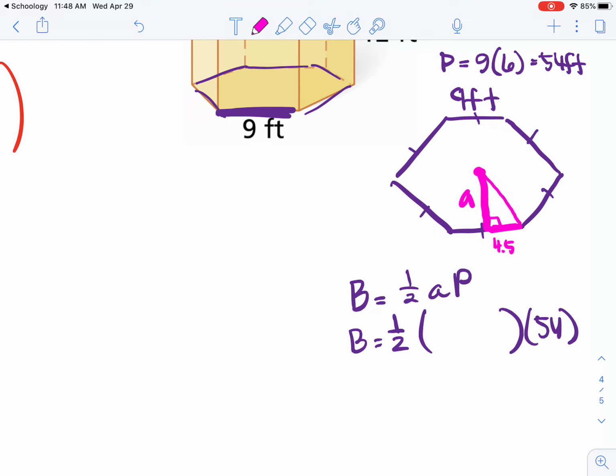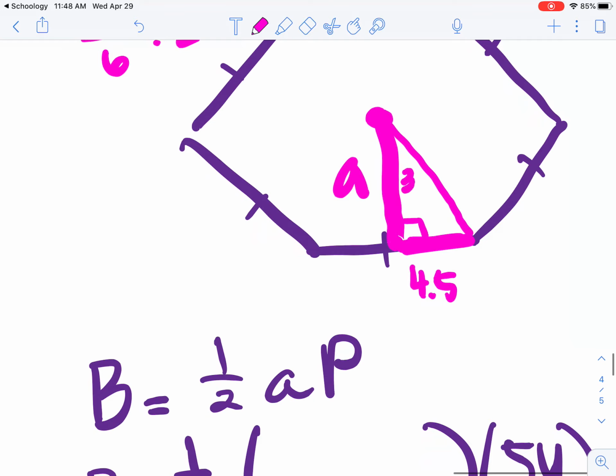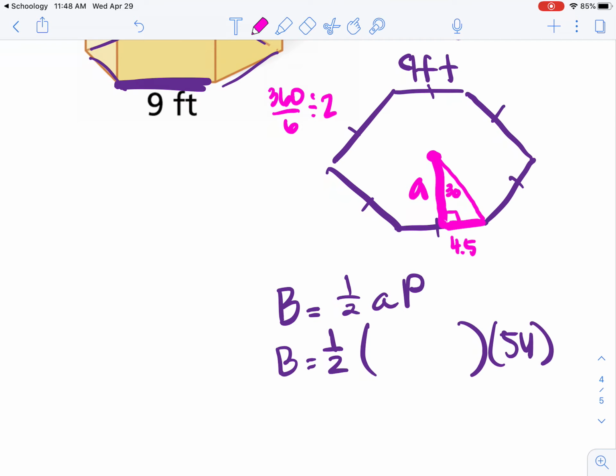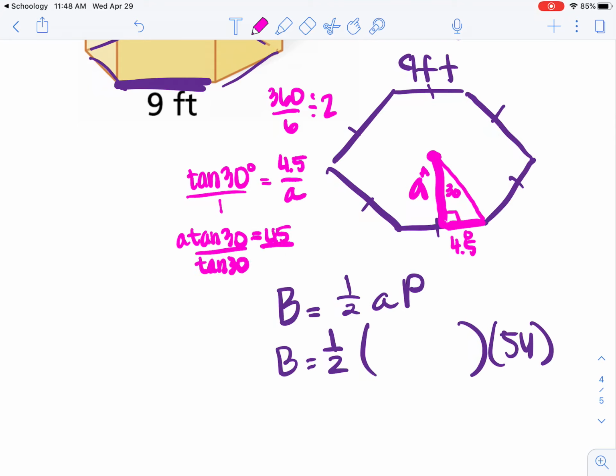Make this into a right triangle. Find this angle right here. Remember, 360 divided by the number of sides, divided by 2, 30 degrees. All right, now I'm going to use SOHCAHTOA to find A. This is opposite, this is adjacent, so I'm using tangent. Tangent of 30 is equal to opposite, which is 4.5, over adjacent, which is A. Cross multiply, A times tangent of 30 is equal to 4.5. Divide by tangent of 30. Now that I'm thinking of it, that says 4.5, just so everyone knows.